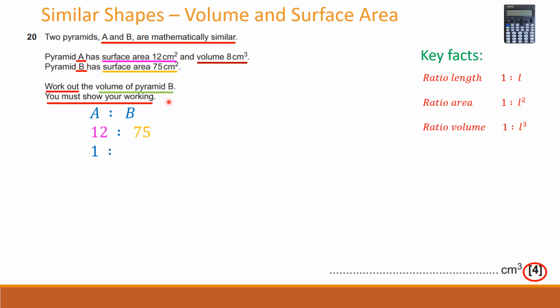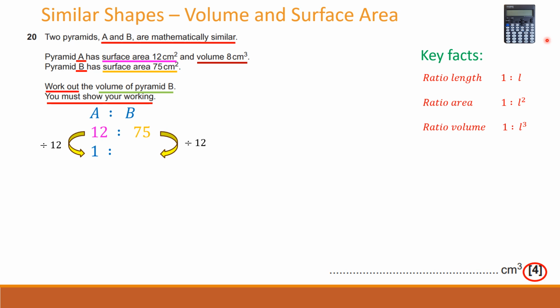Now to be able to do this, we need to simplify this first ratio that we've got, 12 to 75, to be in the form 1 to something, because we need to know the ratio of the area, which is going to be in the form 1 to L squared. So we need to work out what L is. At the minute, we've got a ratio of 12 to 75. To go from 12 to 1, we're going to divide by 12. So I've got to do the same to the 75.